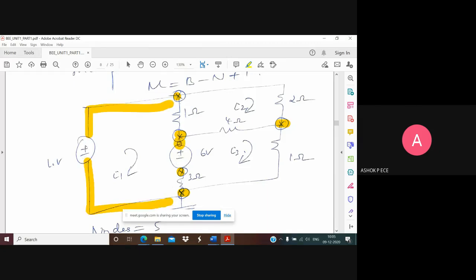This voltage source is between the two nodes. And for the remaining components, when you split this node, all the components should be connected. That is what you have to see.